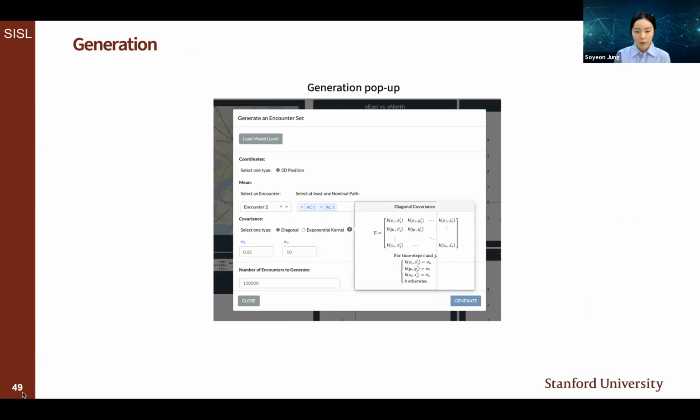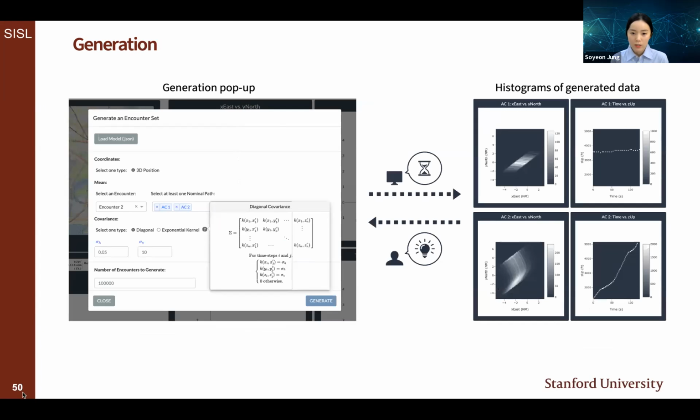In a pop-up window, we can specify the mean and covariance of the Gaussian distribution, as well as the number of encounters to sample. Then, once the generation is complete, CONTRAIL outputs histograms of the generated data. Looking at the output, experts can get feedback on the effects of the probability distributions on the paths and improve the model using their domain knowledge and feedback from the tool.